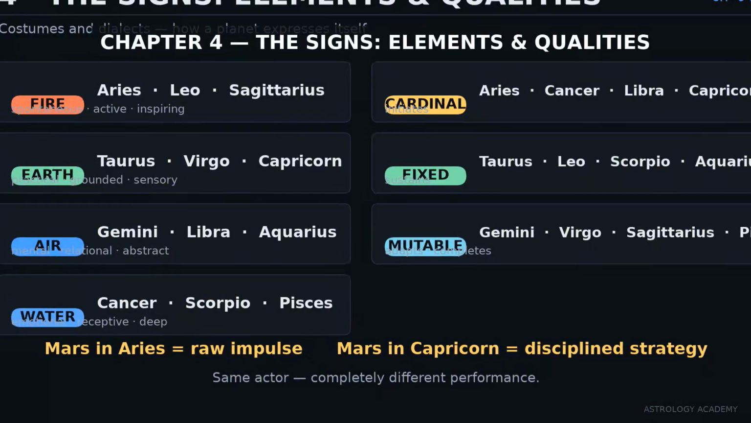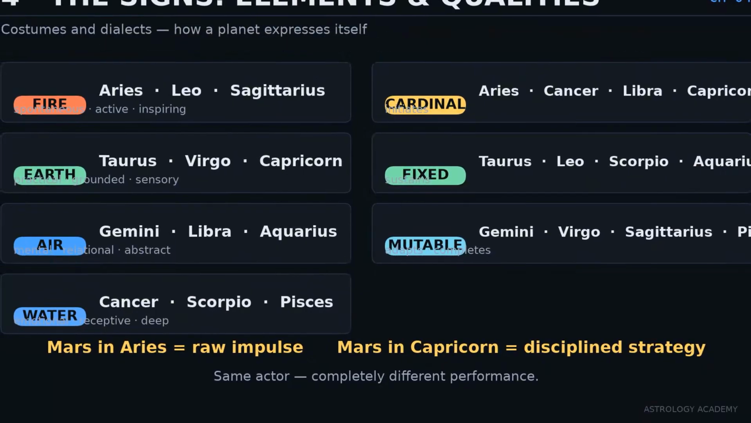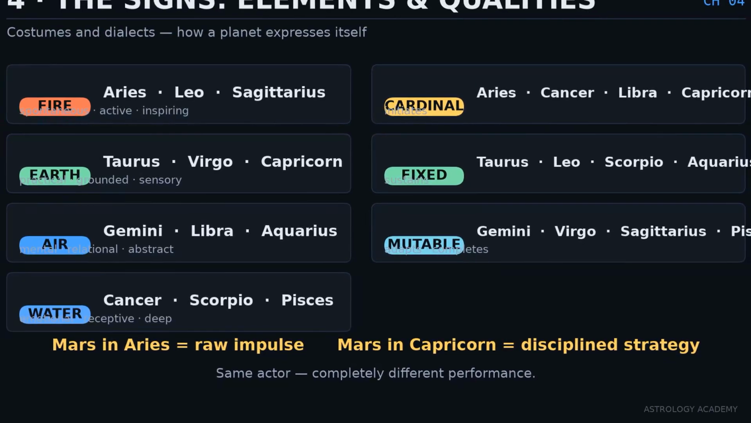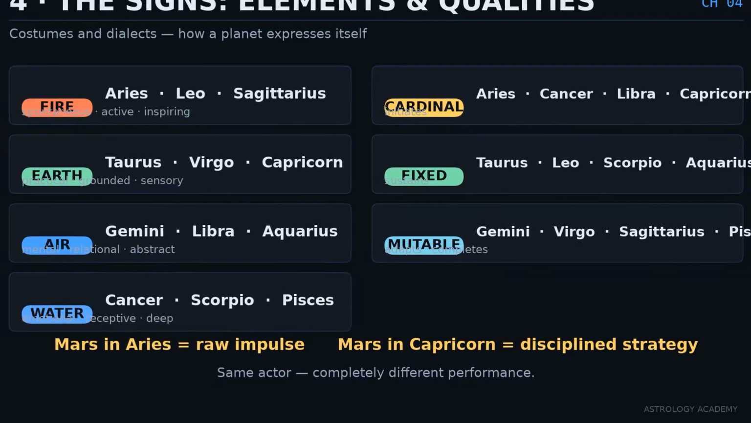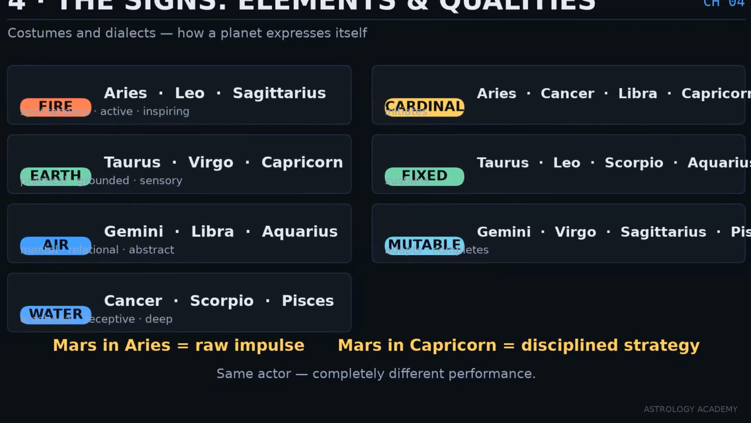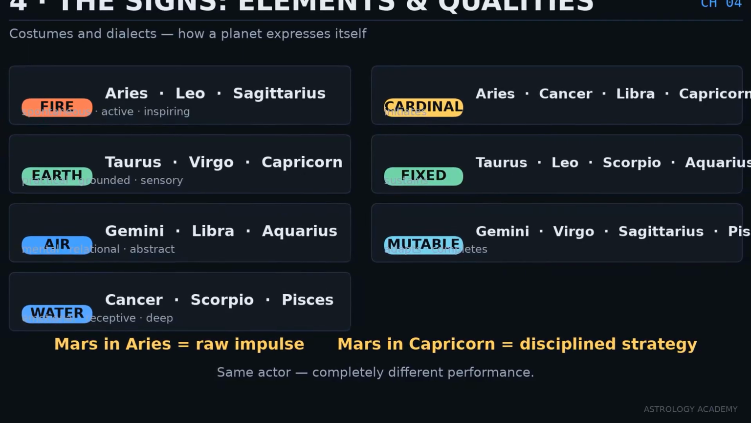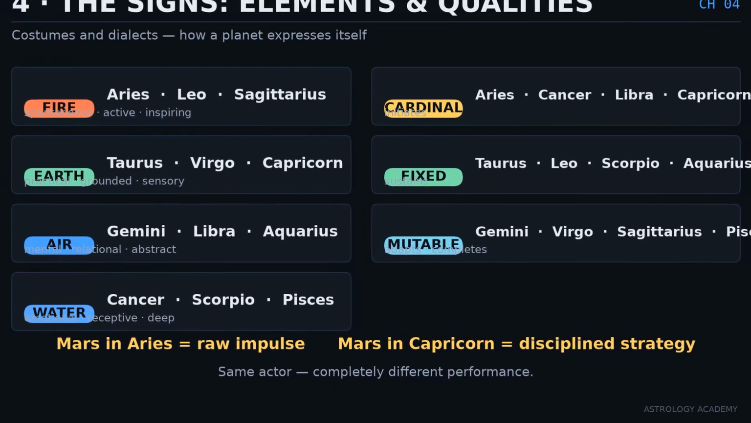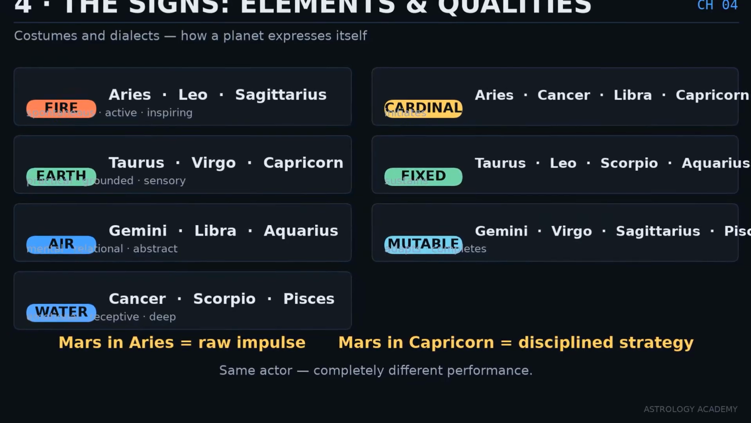Now layer 2, the signs. If planets are actors, signs are costumes and dialects. They describe how a planet expresses itself. The 12 signs are organized by 3 qualities and 4 elements. The 4 elements describe the energy's nature. Fire: Aries, Leo, Sagittarius, spontaneous, active, inspiring. Earth: Taurus, Virgo, Capricorn, practical, grounded, sensory. Air: Gemini, Libra, Aquarius, mental, relational, abstract. And water: Cancer, Scorpio, Pisces, emotional, receptive, deep.